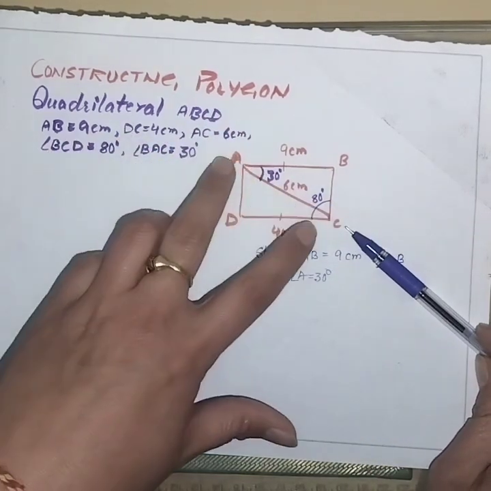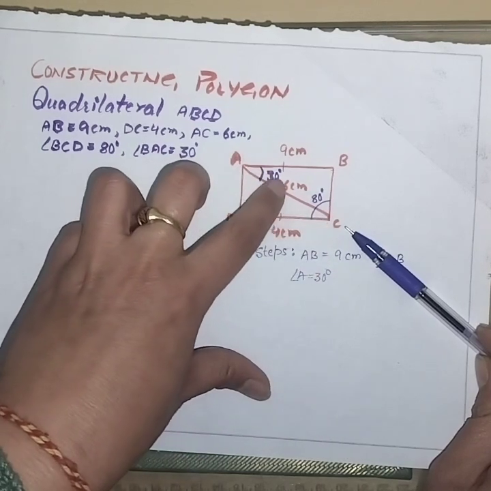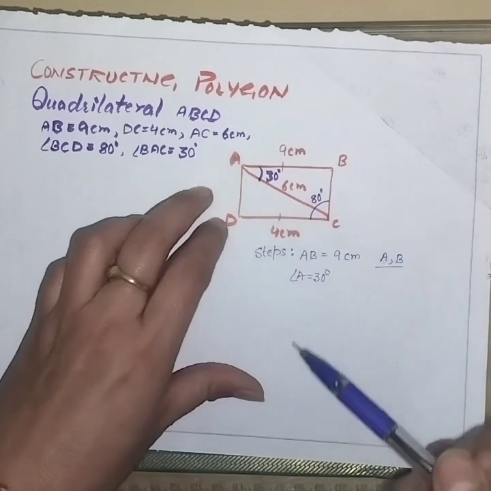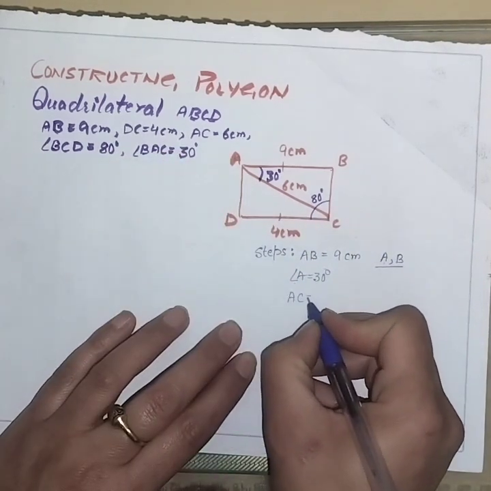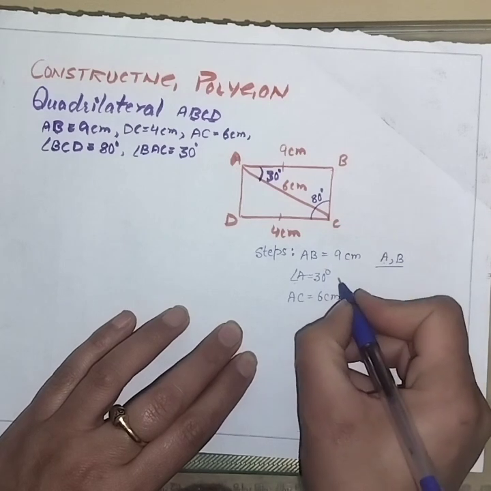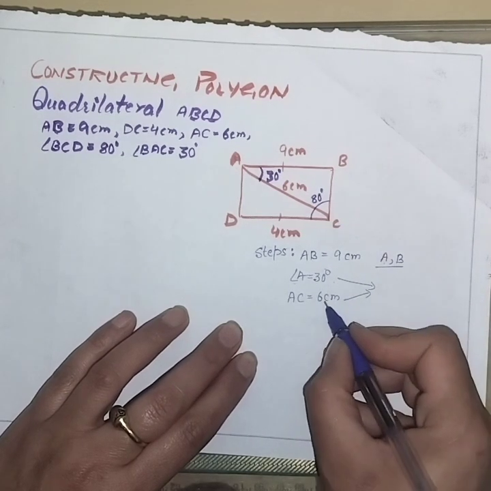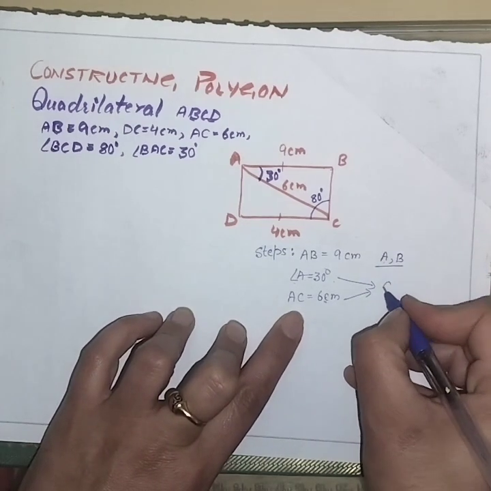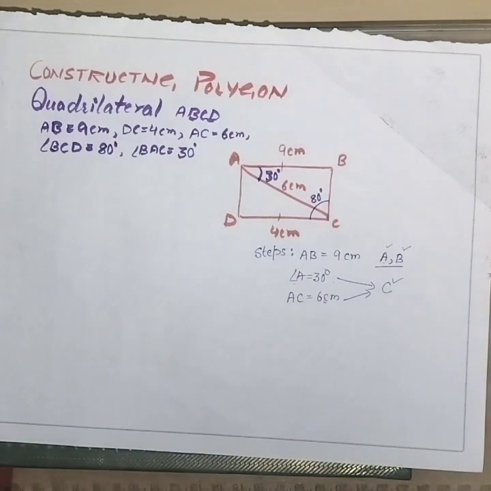Who will help us? This measure, AC. On the 30 degree direction, I have to go 6 centimeter, then I'll get my C. So after drawing angle A equals to 30 degree, I have to draw AC equals to 6 centimeter, and both of them, one will give direction and the other will confirm the position, and they both together will give me C. Now we have A in the scene, B is in the scene, and C we have found out.